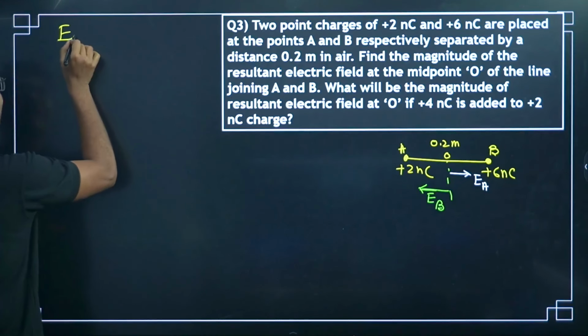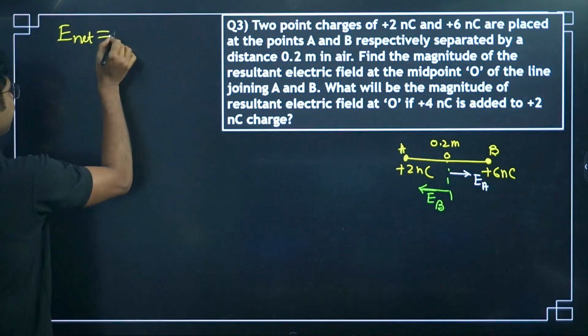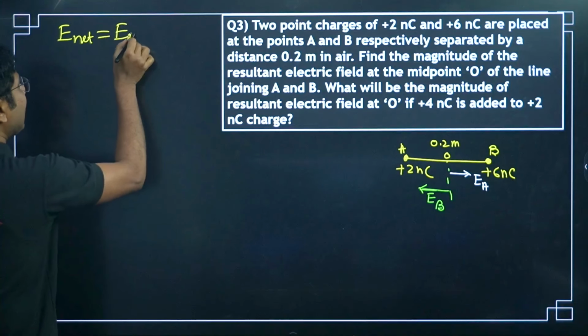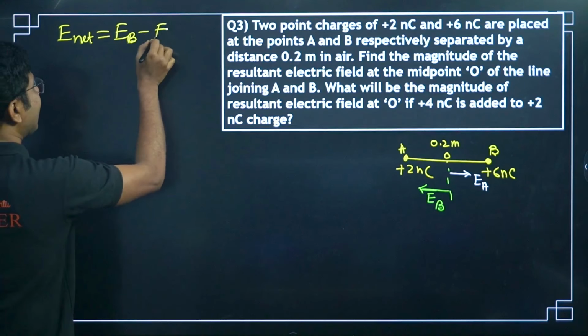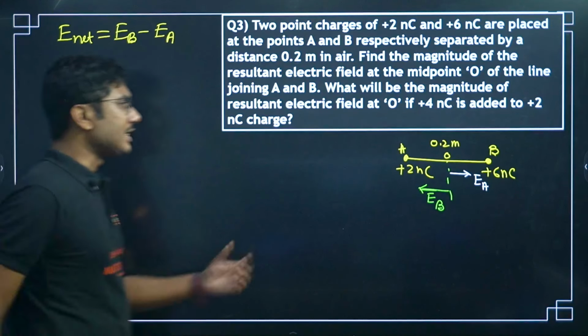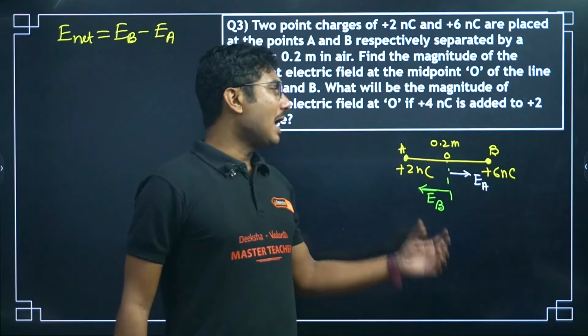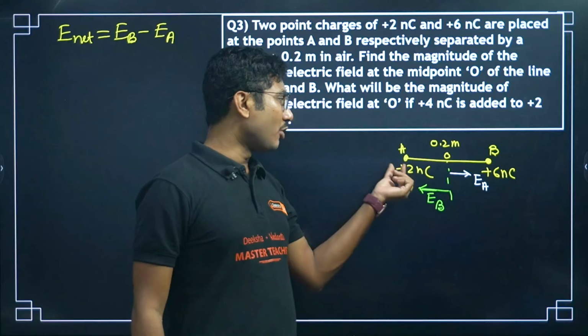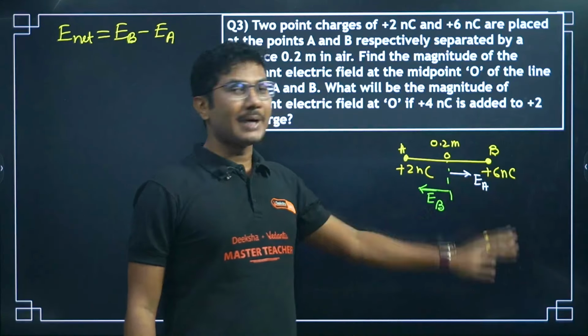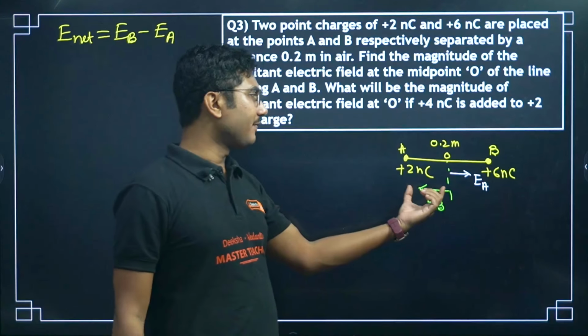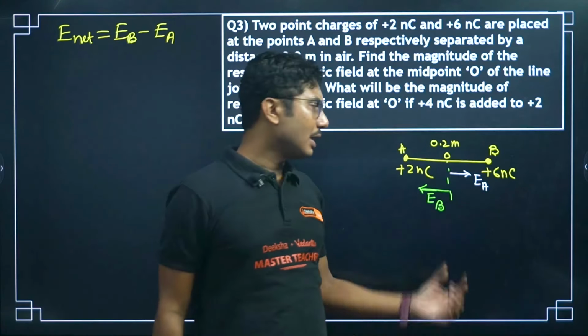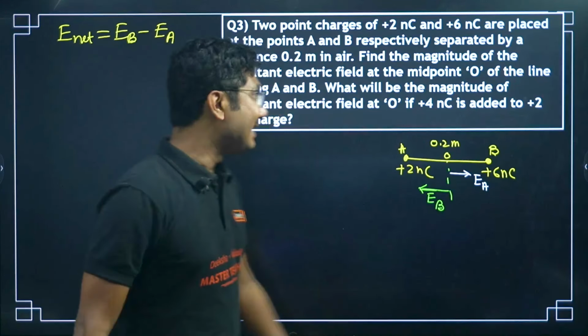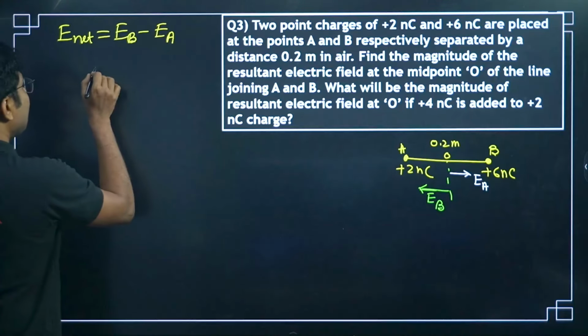So, the net electric field will be EB minus EA. Why EB minus EA? Because the charge at B is bigger and charge at A is smaller. So, it will be EB minus EA. Okay. So, this electric field will be bigger, this electric field will be smaller, that is why EB minus EA. Now, let us put the individual values.